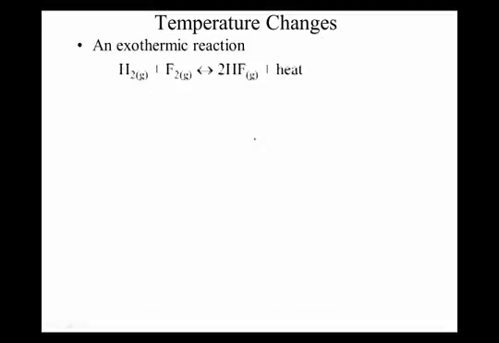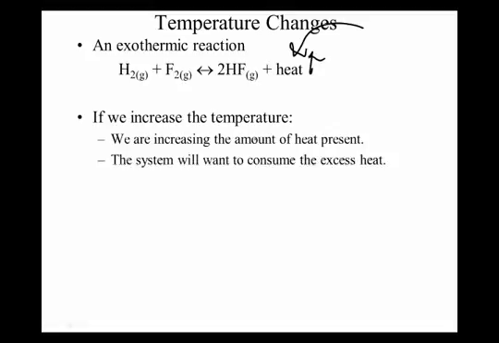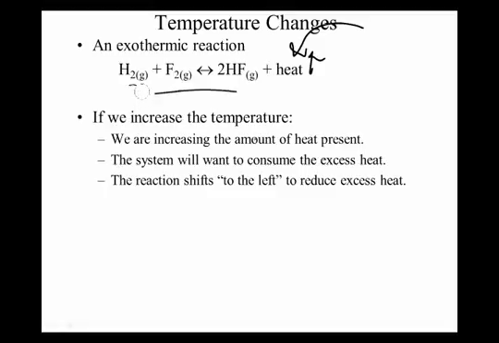So for an exothermic reaction, like this one, we have H2, F2, and then HF, plus heat coming out. And you know it's heat coming out because it's exothermic. If I increase the temperature, it's the same as adding a product. Which way will the system shift? The system will shift to the left to reduce the excess heat. It'll shift away from what we're adding.